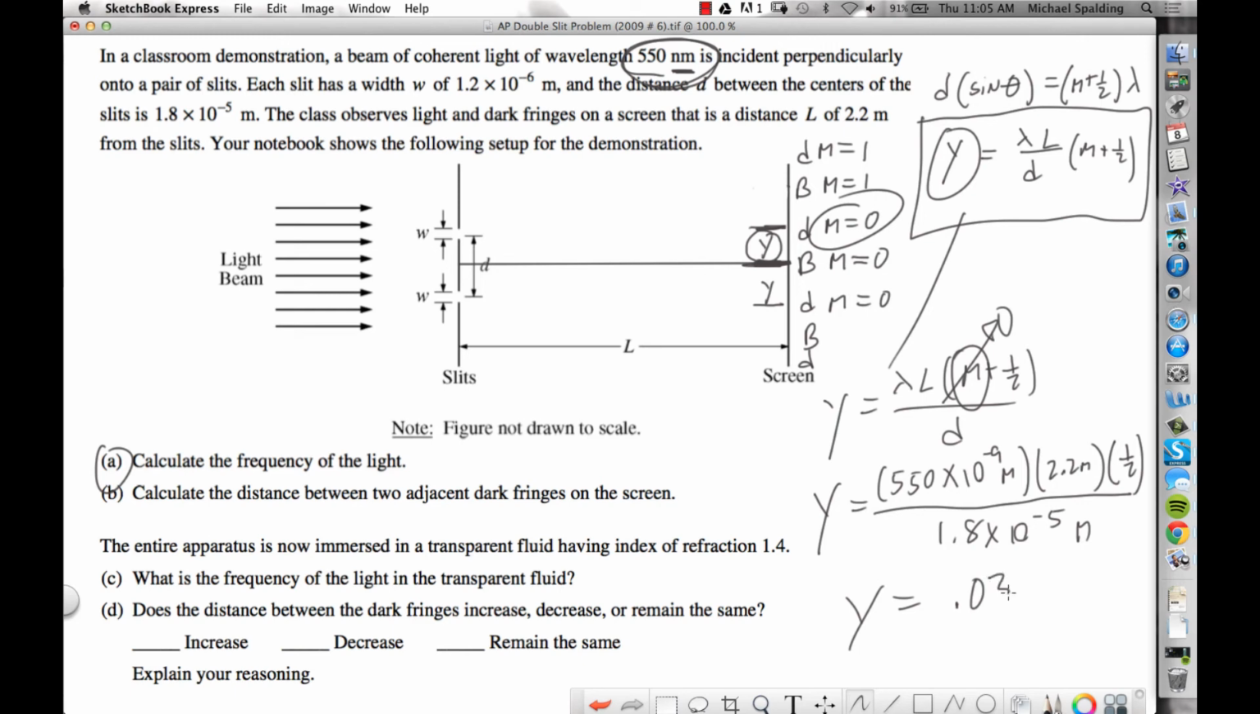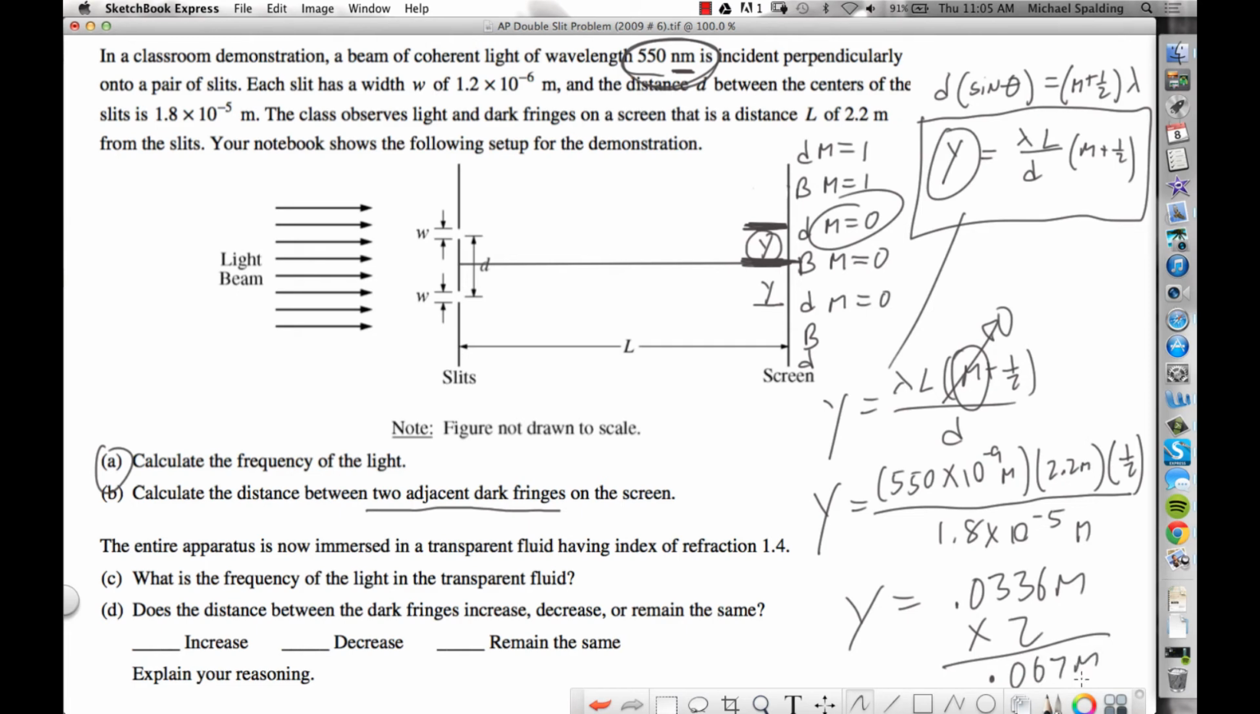0.0336, right? But that's the distance from our 0th order bright to the 0th order dark. But what they want is the distance between two adjacent dark fringes. So what we got to do is double that. So the correct answer is 0.067. That's the answer to part B.